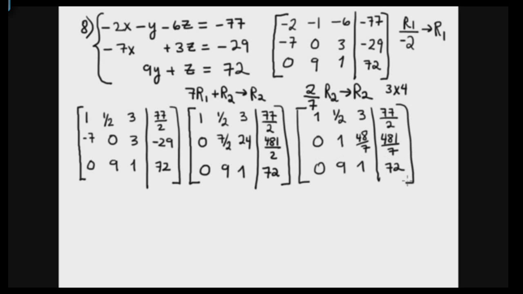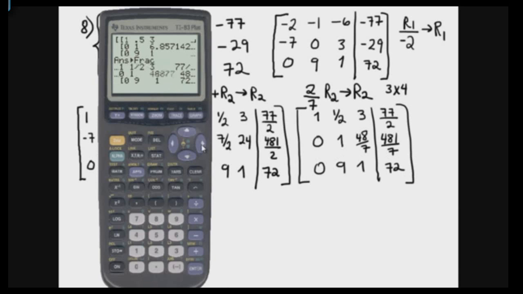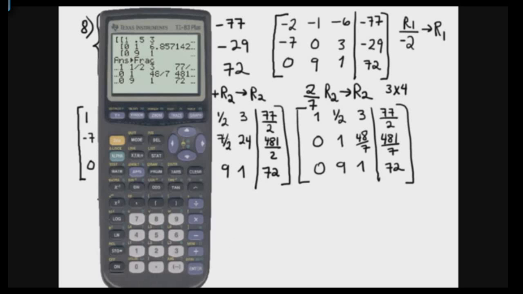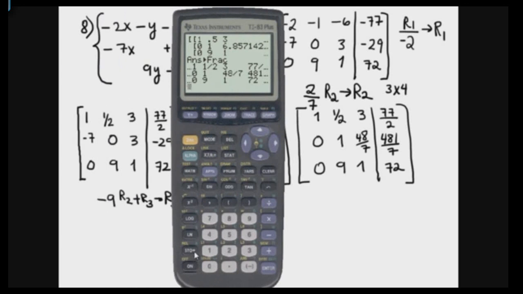Okay, I go now to the next row operation. Now you update the matrix. This is -9 row 2, sorry, because the pivot is located in row 2, plus row 3, store in row 3. I want to make 0 below the pivot. Okay. Update the matrix.